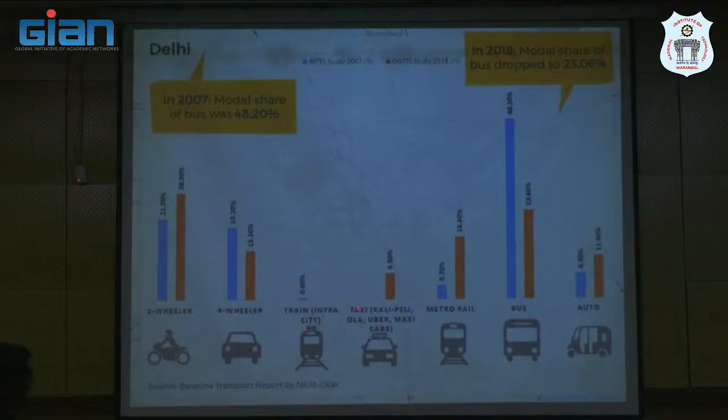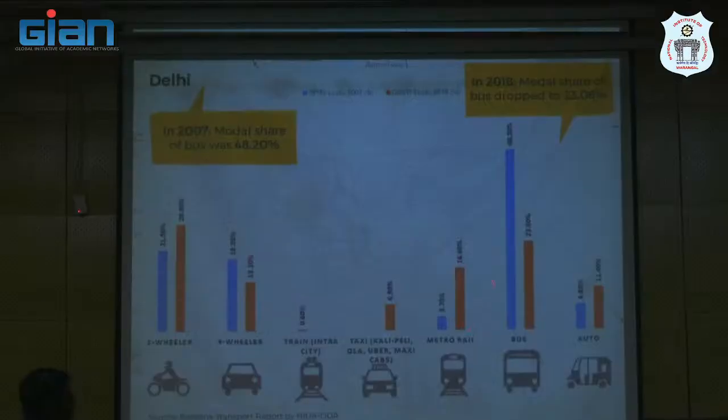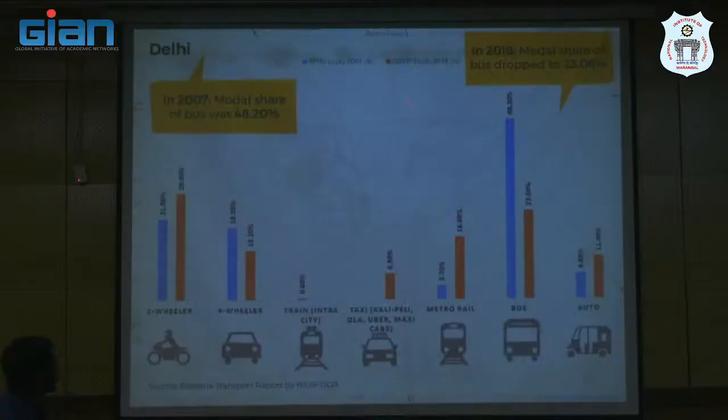But if you look at transit, it is 0.6% for intercity and 6.9% for taxi. If you look at the metro, 3.7% of trips are carried by the metro and 16.6% by the DIMTS. In the bus, 23.6 and 48.2. So these are two different studies, done in 2007 and 2018. Auto rickshaw also carries a very significant number of trips: 6.8 according to the 2007 survey and 11.4 according to the 2018 DIMTS studies.